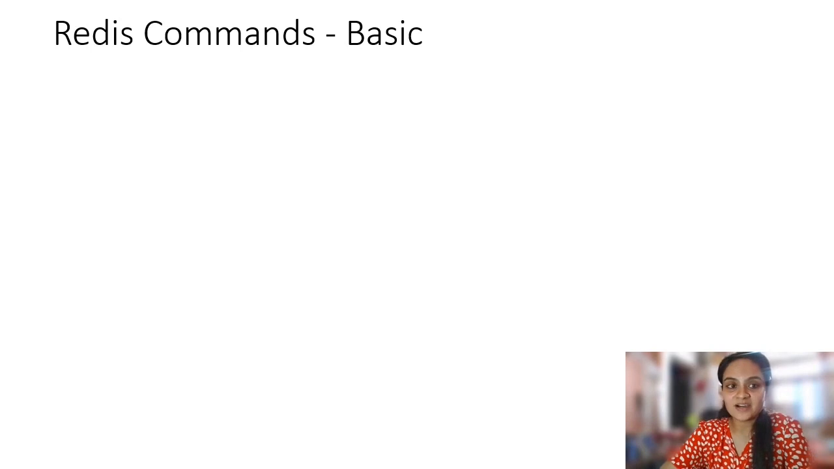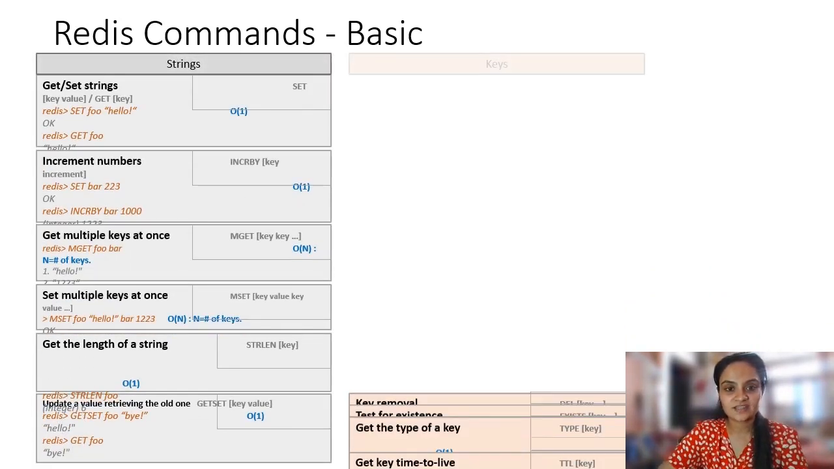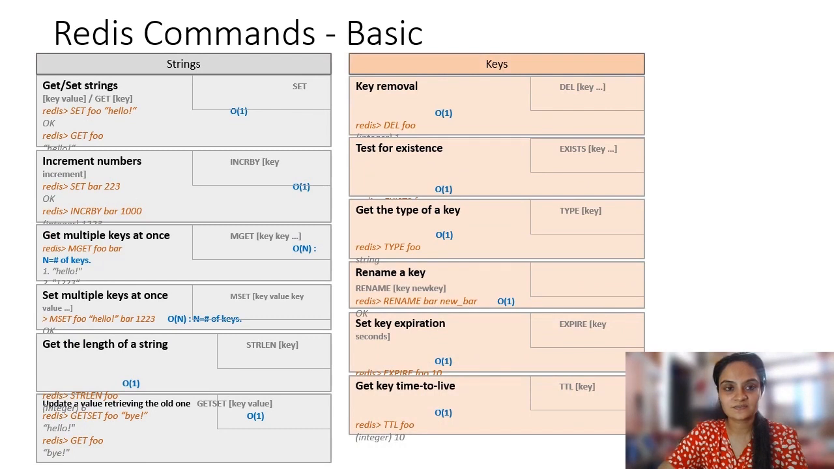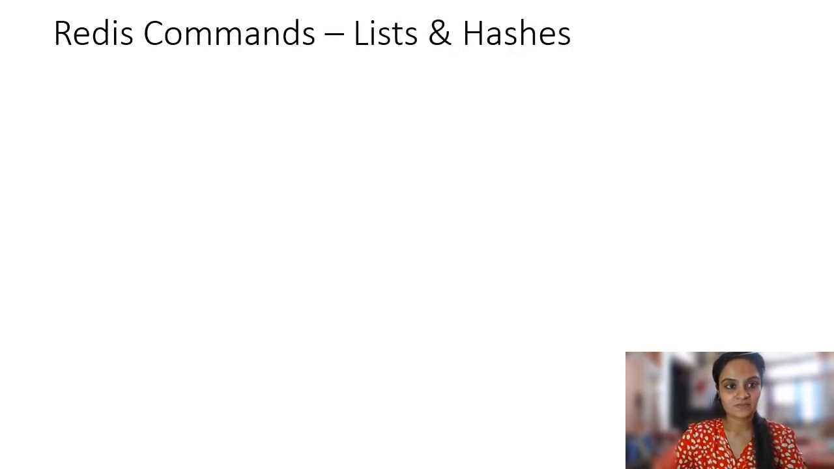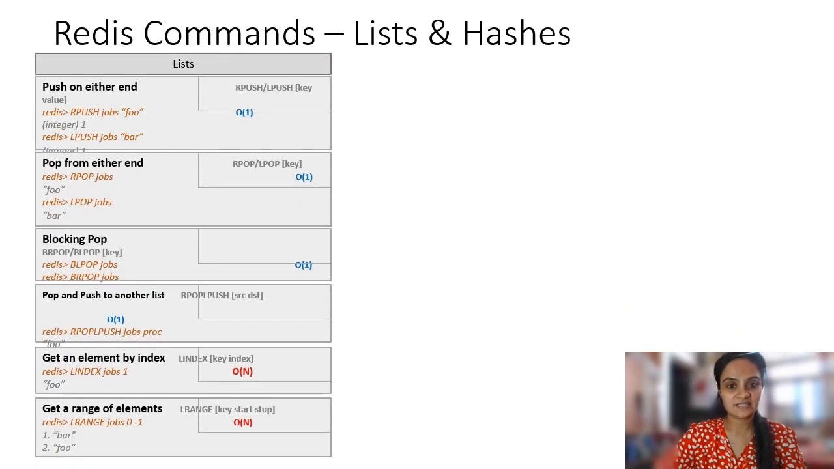So, Redis command basics, let's talk about Redis commands. Strings, keys. If anyone wants a full list of commands, there is a page, redis.io/commands. If you click on that page, you will see all the Redis commands listed. Now let me talk about more commands in detail, like lists and hashes.